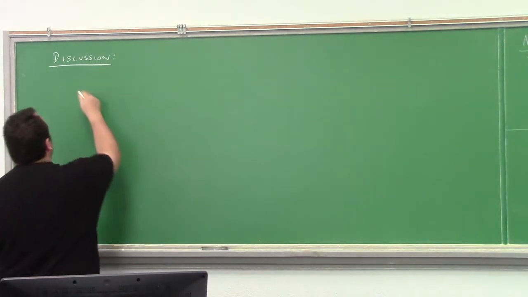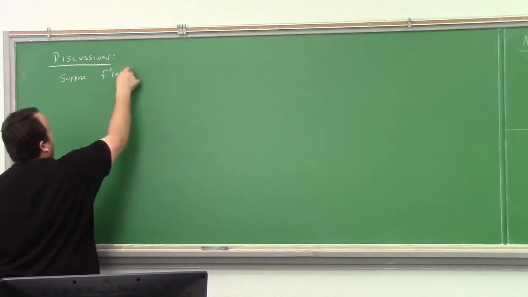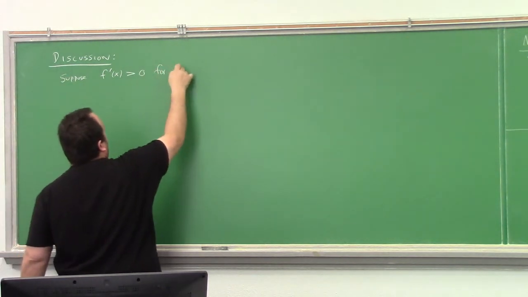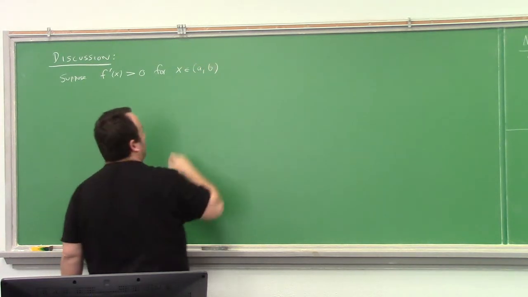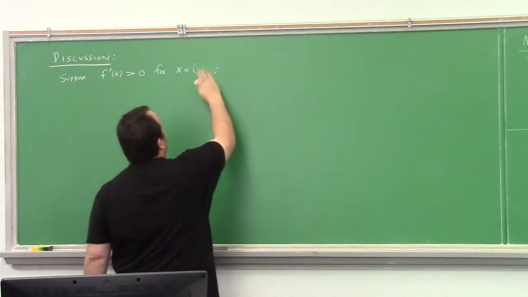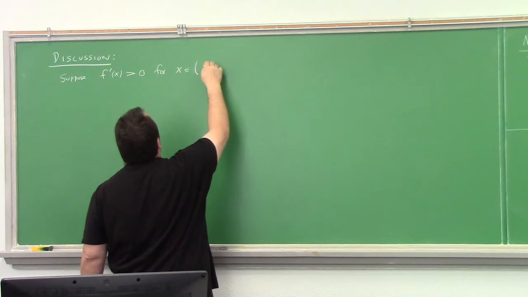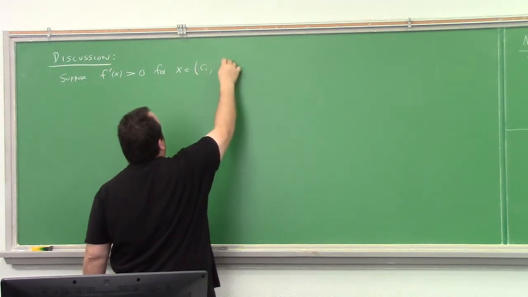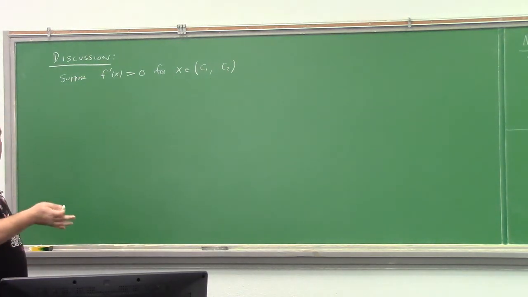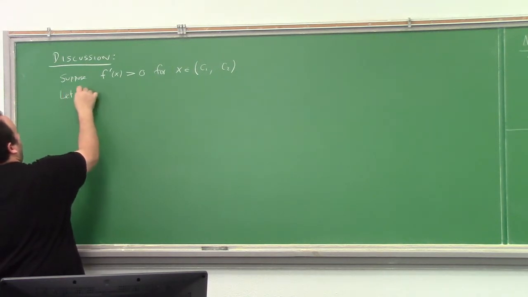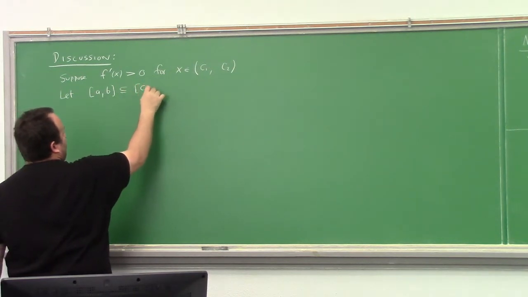So discussion. Suppose f prime of x is greater than 0 for x in some interval, let's say c to d. I don't know, you give me two letters you want. Whatever. C1 to C2? Sure. Okay. Let a comma b be a subset of C1, C2.